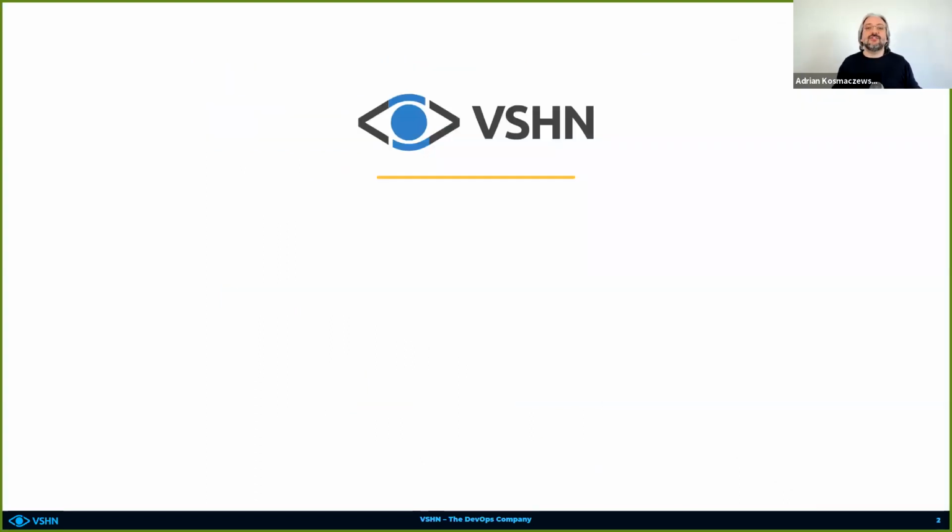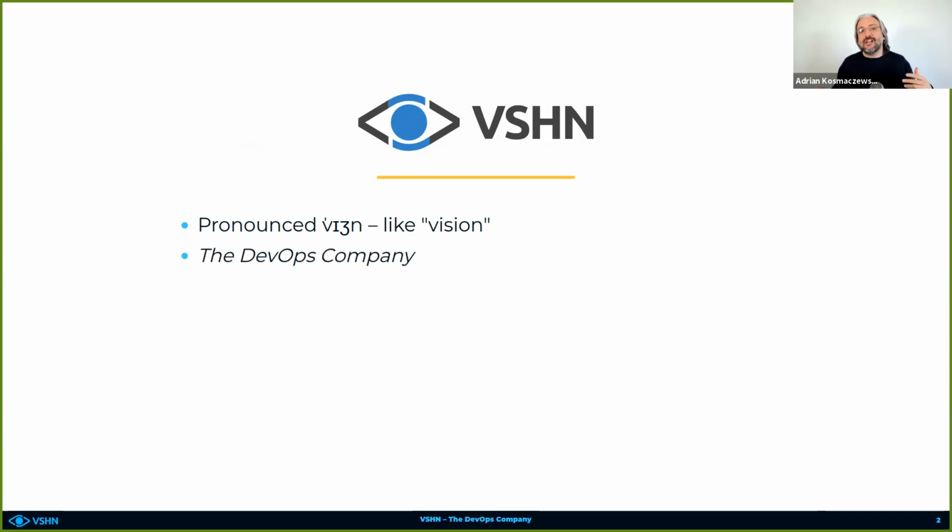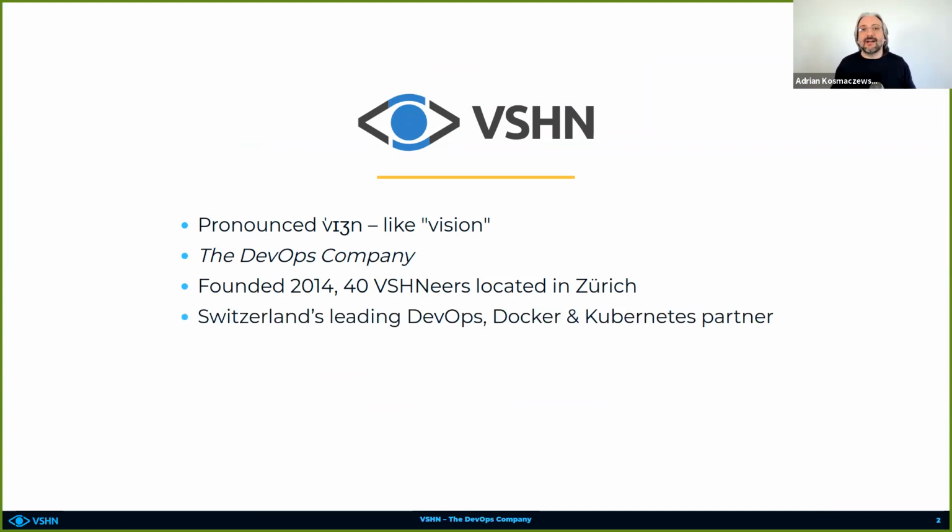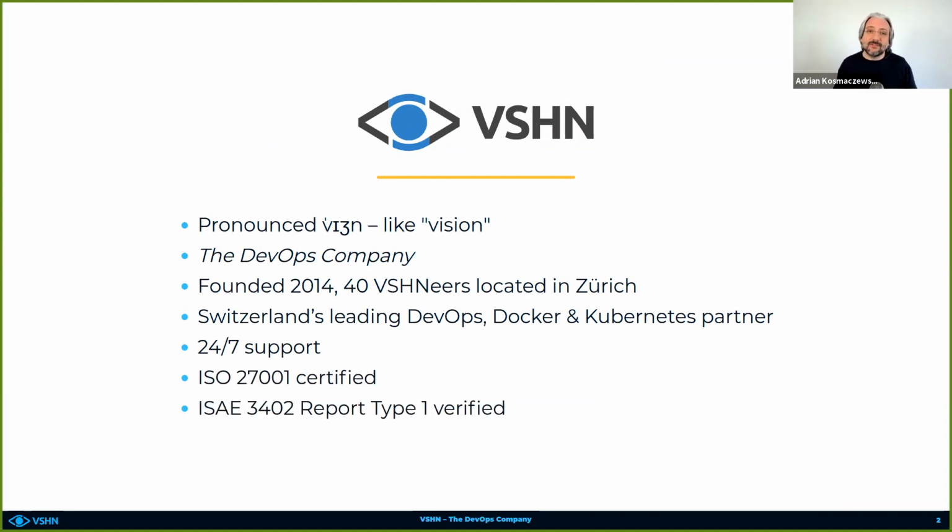Just a few words about VSHN. The first thing you have to know about VSHN is how to pronounce the name. It's called VSHN, that's why you have an I in the logo, of course. We are the DevOps company. We've been in Zurich since 2014. We are 40 VSHNeers, as we call ourselves. We're the leading provider of cloud services, maintenance and 24/7 operations for our customers, particularly in the Kubernetes world in Switzerland. We are certified in various different ways, which are very convenient for some of our customers. And we also hold the title of the first company to have been certified as a Kubernetes certified provider in 2016.